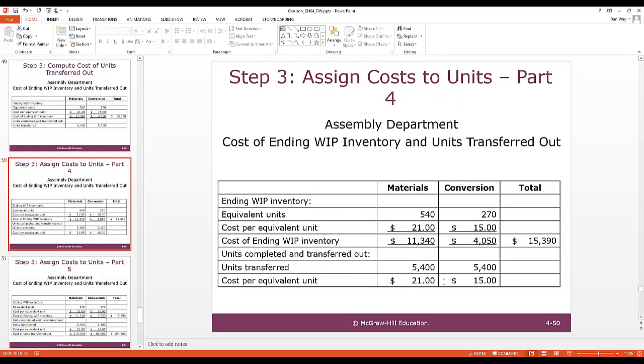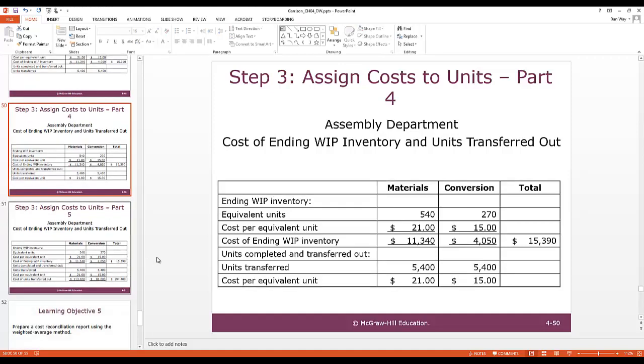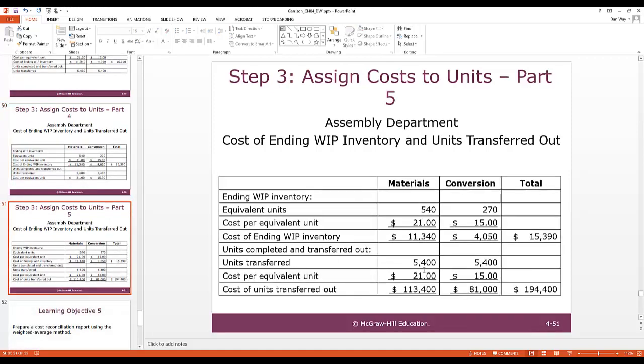So to assign those costs, we can do it separately for each cost category, materials and conversion, by taking those units transferred times the cost per equivalent unit with respect to both materials and conversion. We also could do this together with the total unit costs, since the equivalent units are the exact same. But here we do it separately just to kind of illustrate the point. So when we do that multiplication out, we end up with a little over $113,000 in materials cost and $81,000 in conversion costs, or a total of $194,400 costs of those units that have been transferred out.